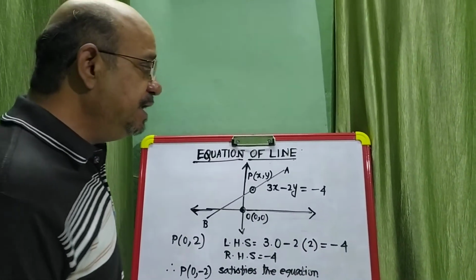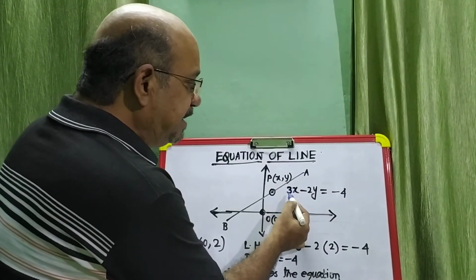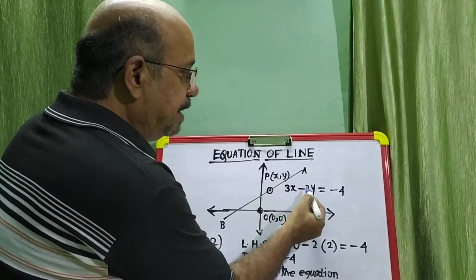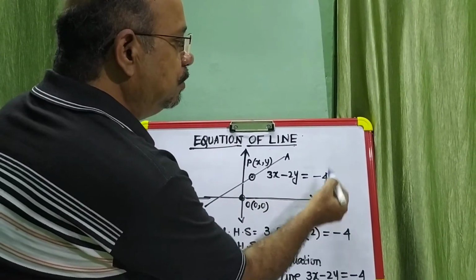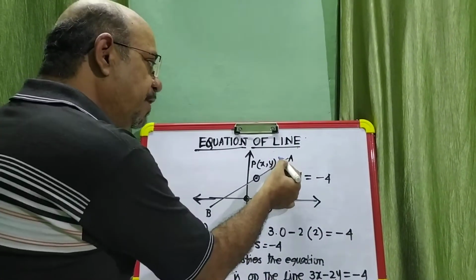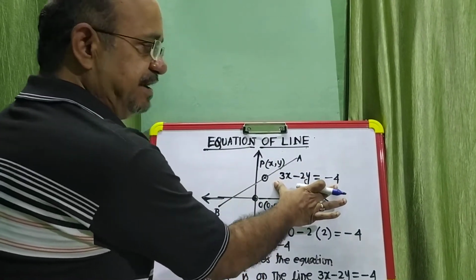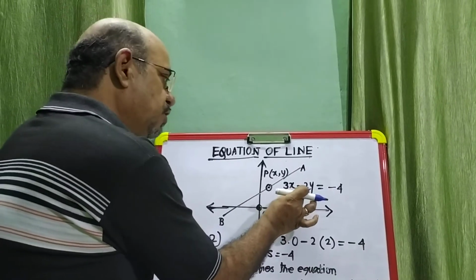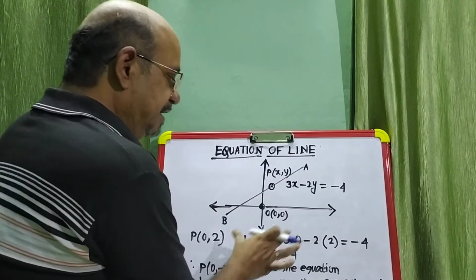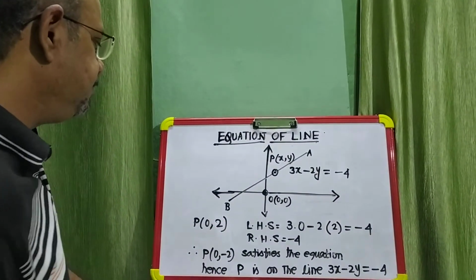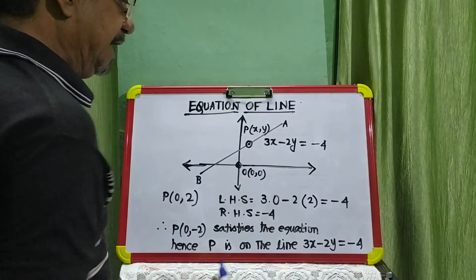What does it mean? It means that for every point on the line, 3 times the x coordinate minus 2 times the y coordinate will be equal to minus 4. All points which are there on the line, for all of them, this relation will be satisfied. If a point is not on the line, then this relation will not be satisfied. Let's take an example with a point. Here is a point P(0, 2). Let's check, is it there on the line?